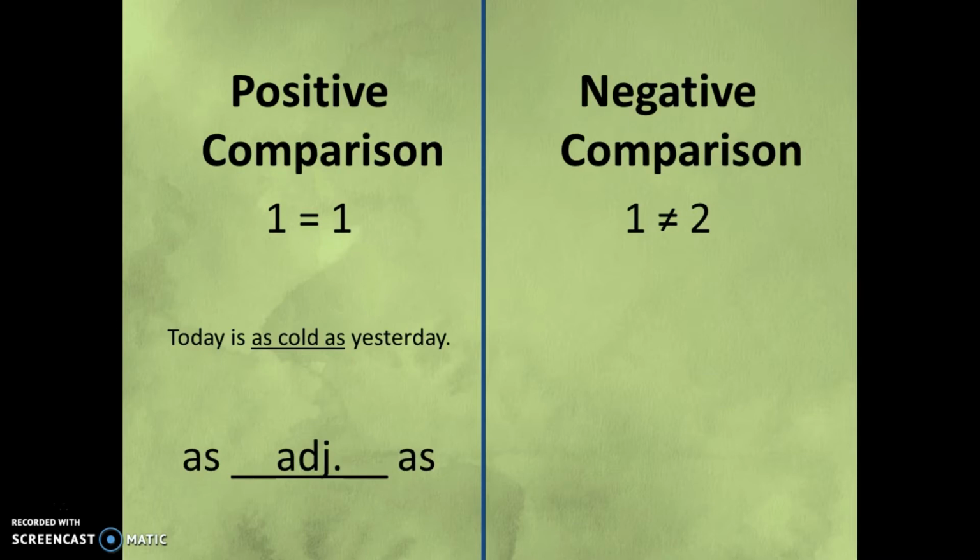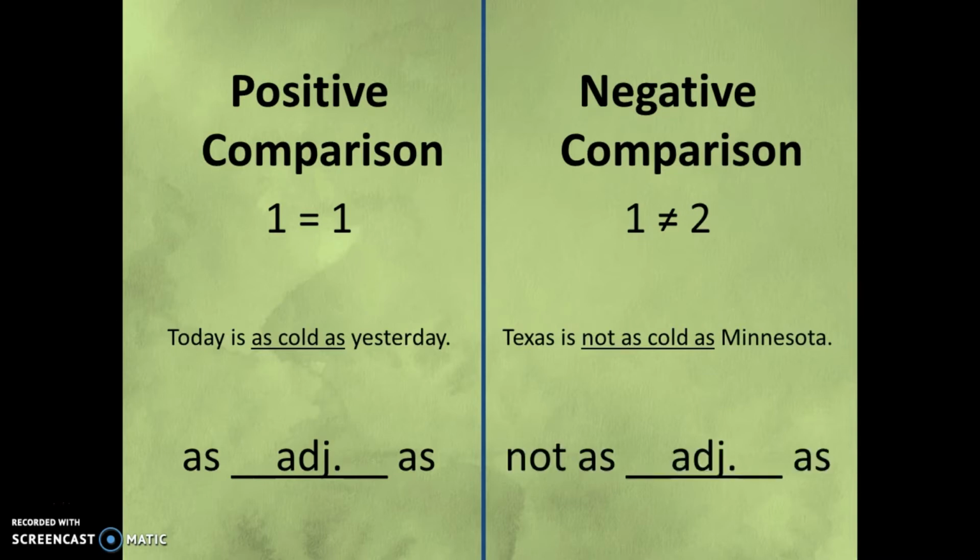With our negative comparison, we compared Texas and Minnesota, and we used our negative comparison, not as adjective as, saying that Texas is not as cold as, or in other words, less cold than Minnesota. And remember, we talked about that does not equal sign kind of working more like a less than sign.